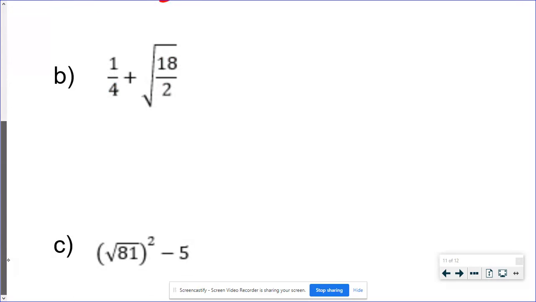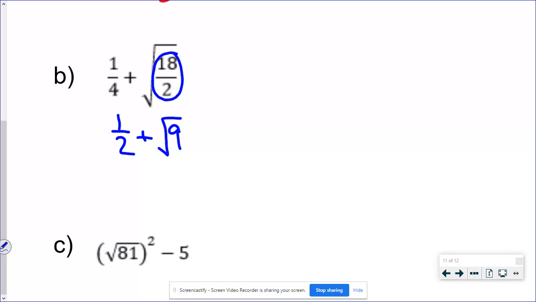For B, we're going to keep the 1/4 because it's not in a square root. The square root of 18 over 2, 18 and 2 are not perfect squares. However, 18 over 2 is just 9. So that's really just the square root of 9. I didn't do anything with the square root yet. All I did was simplify this fraction in here to make it into a positive 9, which is really 3. And 3 plus a half is just going to be 3.5.